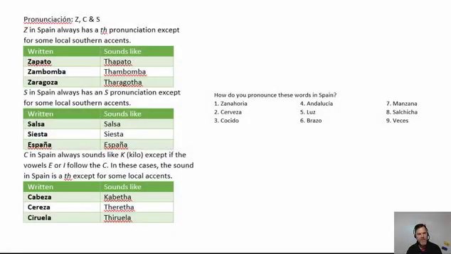Okay, in this video we're going to do a short pronunciation lesson of 3 different letters in Spanish. First of all, the Z, or the Zed if you're from England, the C and the S. So first of all, let's take a look at this Z.